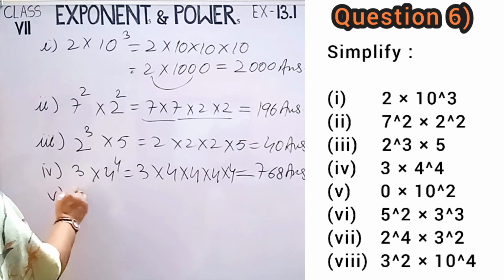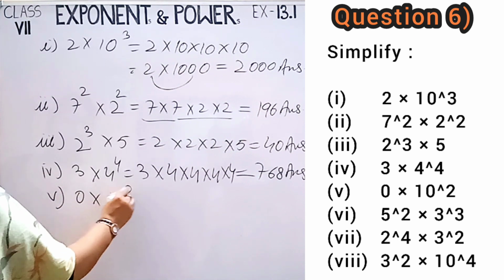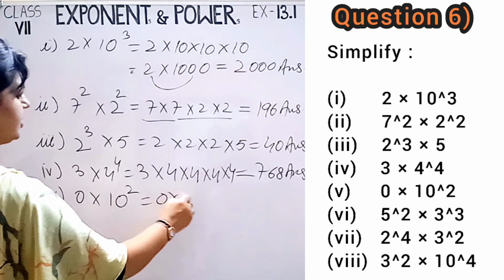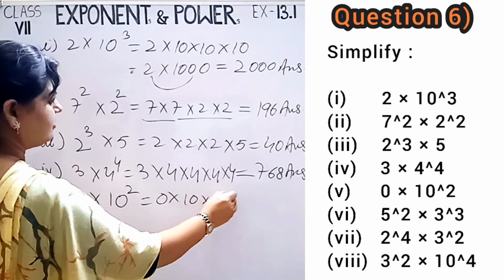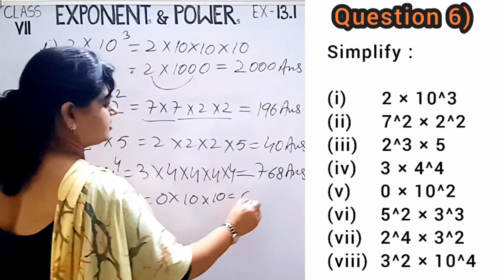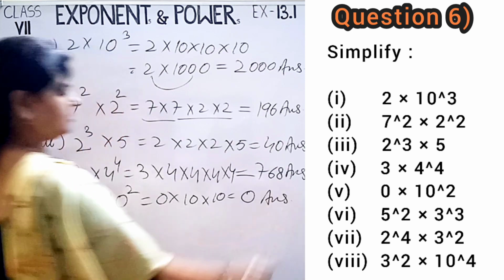Fifth part, 0 into 10 raised to the power of 2. So 0 into 10 into 10, and we know the rule. If we multiply any number with 0, we get 0. Answer.